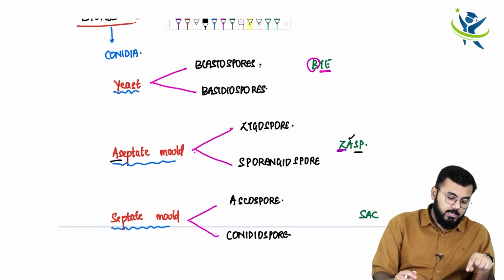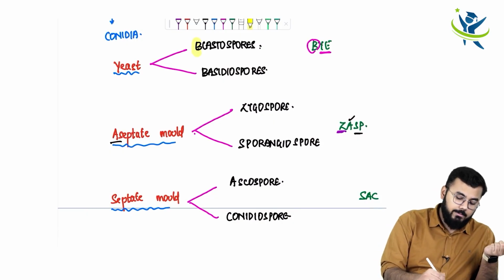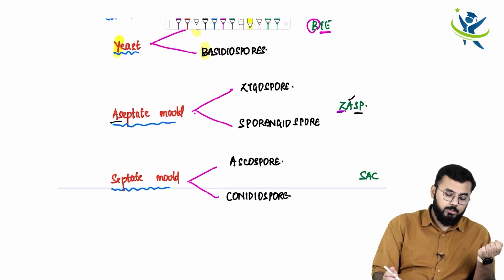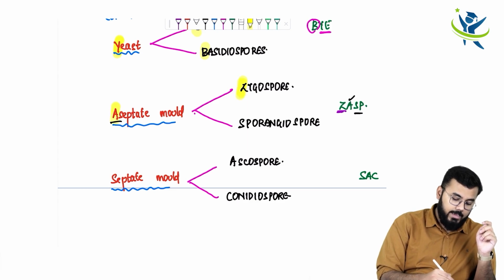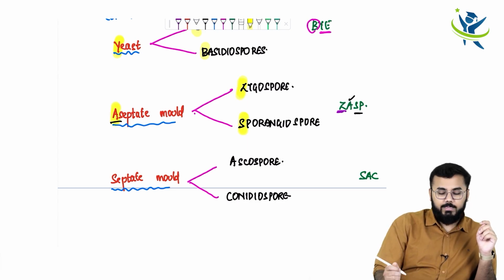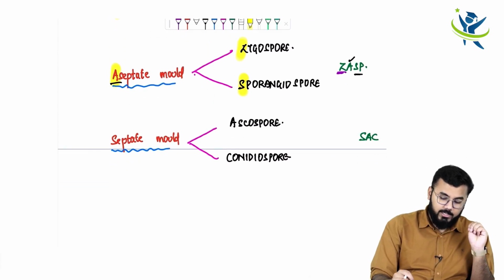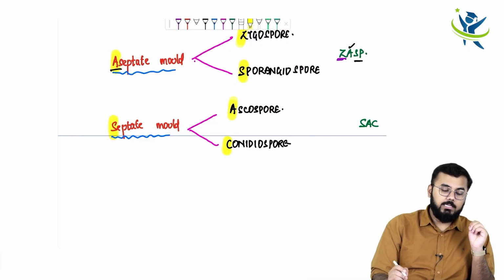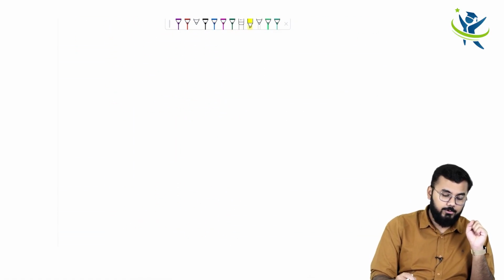So what are these spores? Yeast has two spores, blasto and basidio. I told you to remember by B and YE, that is BYE. Next we have zygospore and sporangiospore, which are released by the aseptate mold. So here it will be Z, A and SP, ZASP, right? Next important thing is the SAC. S stands for septate, A stands for ascospore, and C stands for conidiospore, right? So these are the important spores which you need to know.